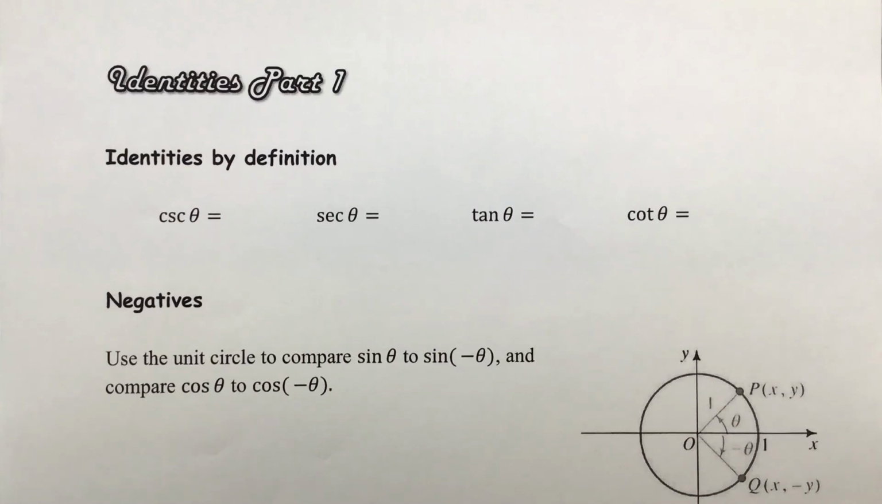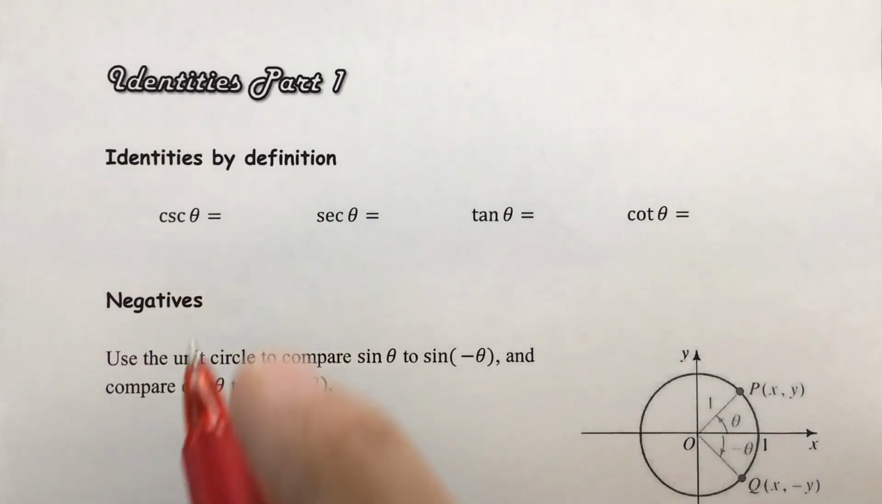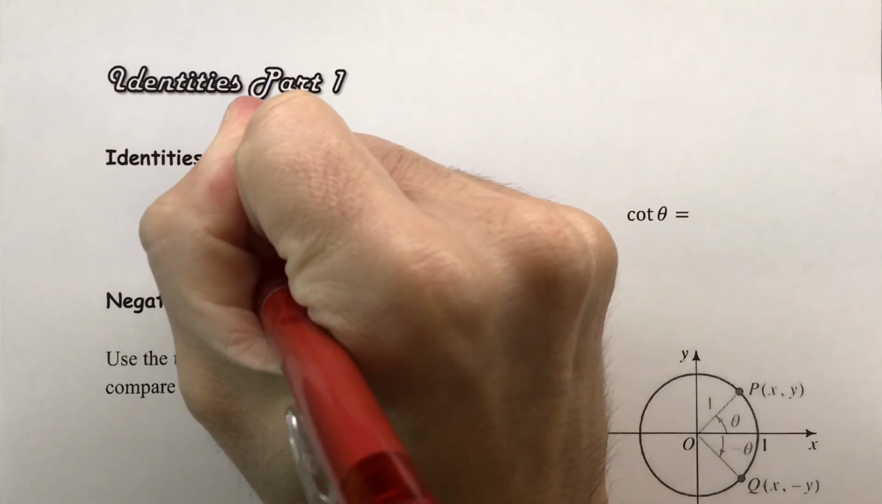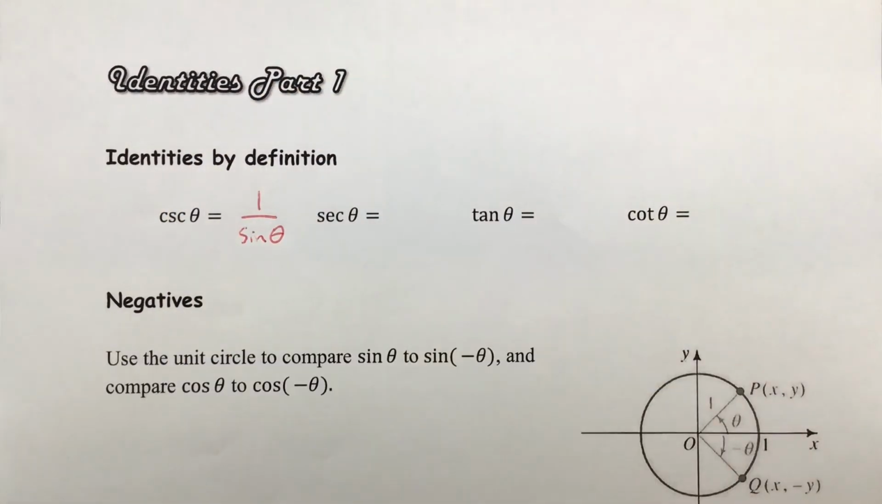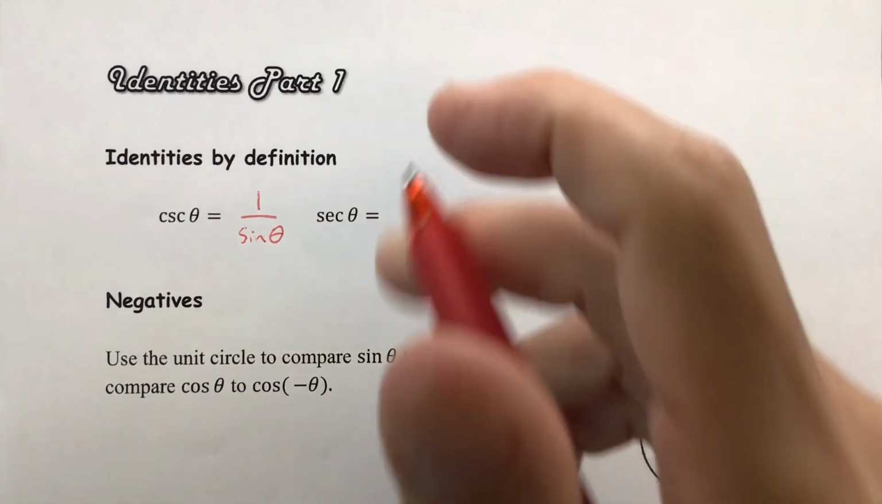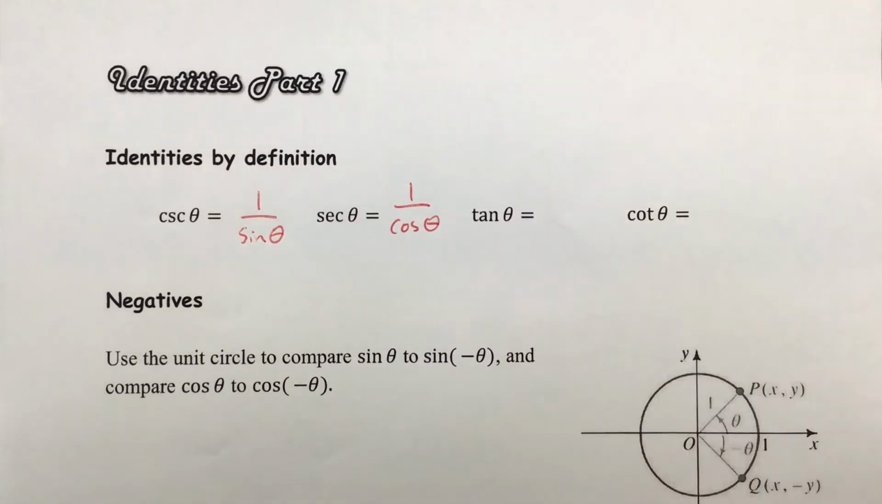All right, what we have first here are the identities by definition. Cosecant is the reciprocal of sine. So the cosecant of theta is equal to 1 divided by the sine of theta, okay? The secant of theta is the reciprocal of cosine. So we could write that one as 1 divided by the cosine of theta. Those two are technically referred to as the reciprocal identities.